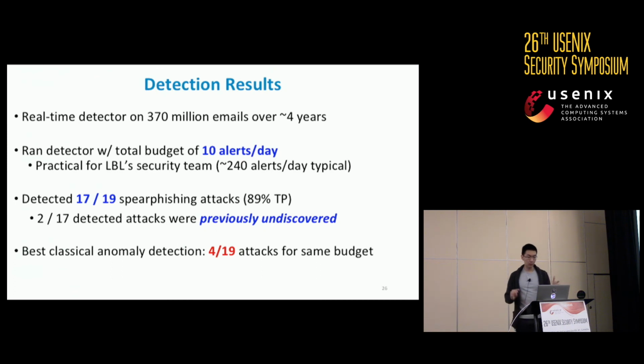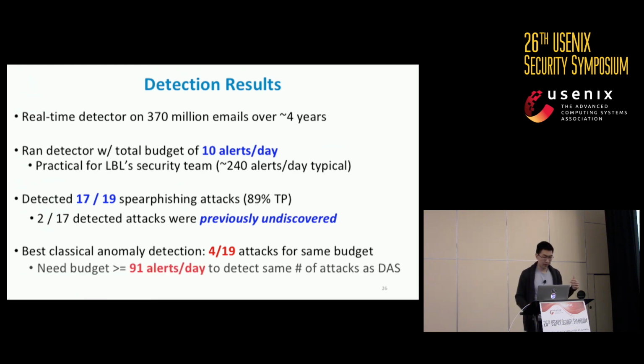Now, I claimed earlier that classical anomaly detection techniques are not well suited for this problem for a variety of reasons. And we empirically tested that. We have a real-time detector, we have these features, and we just replaced DAS with a standard anomaly detection technique. Using the exact same features, exact same data, and the exact same budget of 10 alerts per day, we replaced DAS with all these standard techniques, such as KD, KNN, and other standard anomaly detection techniques. And we asked, how does the best performing classical technique do in our real-time detector? It turns out they do quite poorly. The best performing one only detected 4 out of these 19 attacks using the exact same data, features, and budget. In fact, if we really wanted to use one of these classical techniques, we computed that the best performing one would need at least 91 alerts per day to detect the same number of attacks as DAS. In other words, our technique DAS does an order of magnitude better in terms of the alerts it generates to detect the same number of attacks.